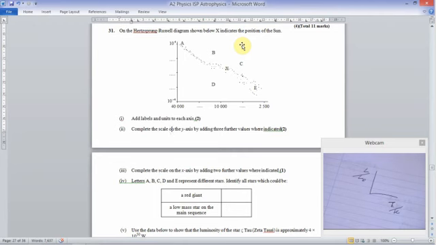A low mass star on the main sequence. Here's our main sequence. So a low mass star is going to be E. It's got a very low temperature, so that would be a low mass. Very low temperature, meaning low mass, and very low luminosity. So E would be the one for part IV.